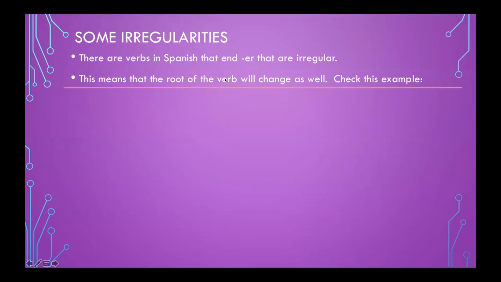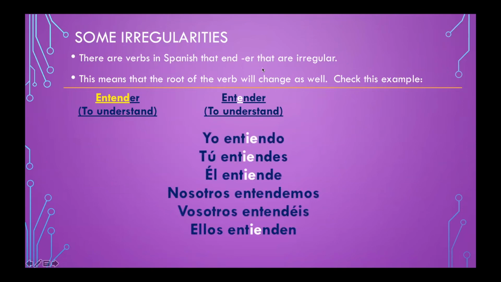Some irregularities. There are verbs in Spanish that end in er that are irregular, and that means that the root of the verb will change as well. So let's have a look at an example. We have entender, to understand. Now, entender does get a change, and that change is going to happen on the E. So look at this. Yo entiendo, tú entiendes, él entiende, ellos entienden. We are going to change the E into an IE combination. Nosotros and vosotros won't make any change. They won't suffer any changes.